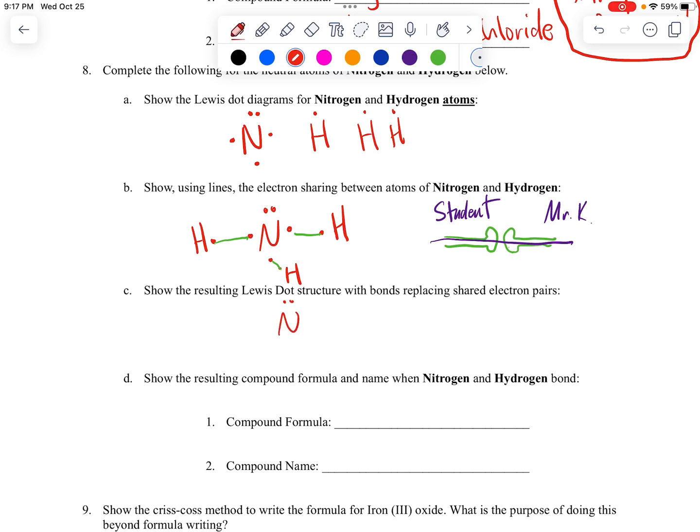Like that, like that, like that, okay? So it says bonds replacing shared electrons. So if you want to go ahead and connect and form a single bond for the electrons that are being shared, I get nitrogen bonded to H, H, H, just like that. Okay? All right. Not bad, right? Not bad.